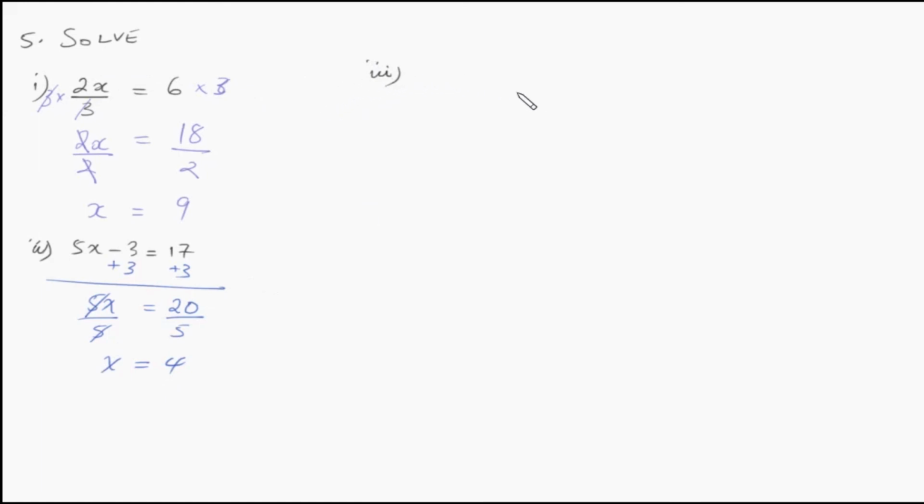Now, this one, 4x plus 9 equals 21. Solve. How do you solve this one? There is plus 9 here. When they say solve, you must find x. So remove this plus 9 by minus 9. Minus 9 to balance. Plus 9 minus 9 is 0. So on the left hand side, we have 4x equals this minus 9. This minus 9 is 12.